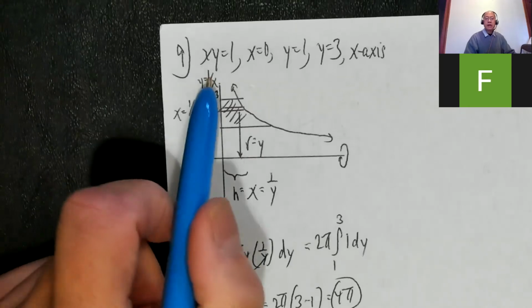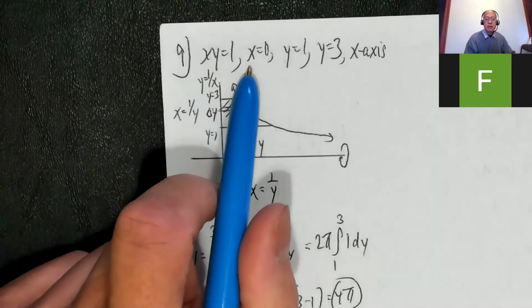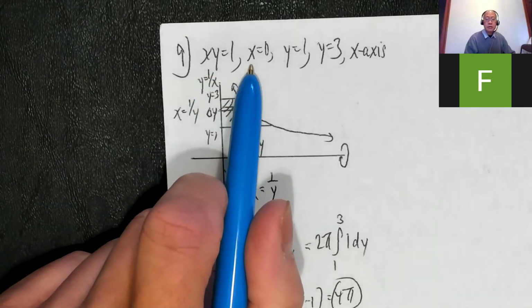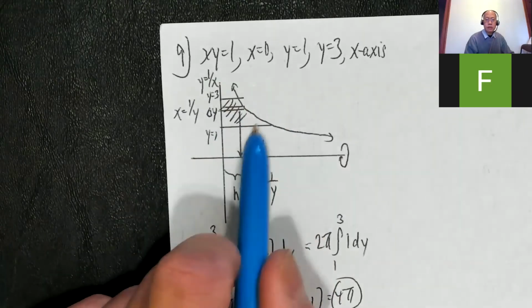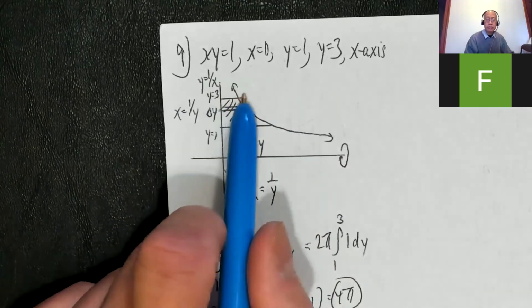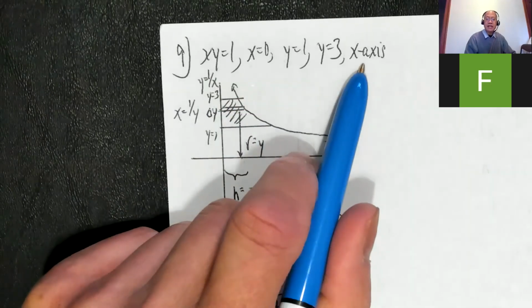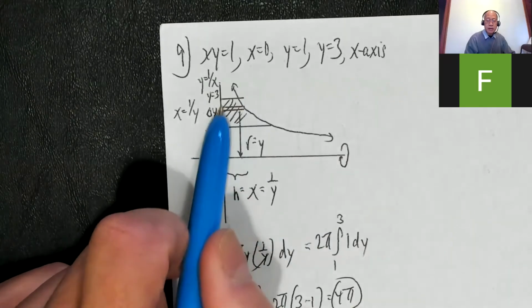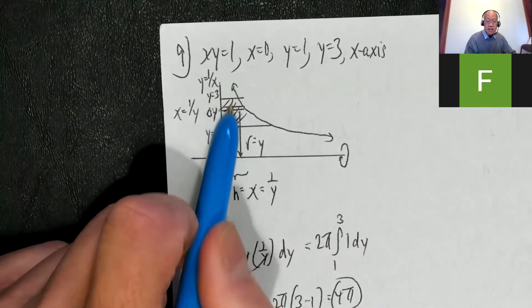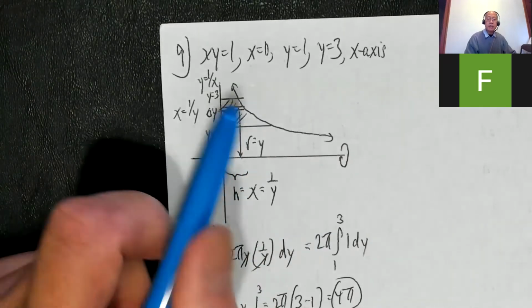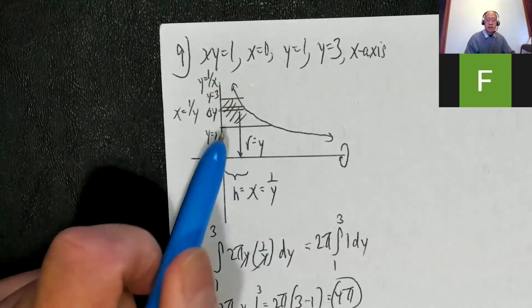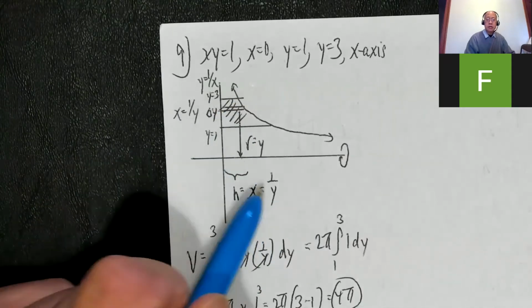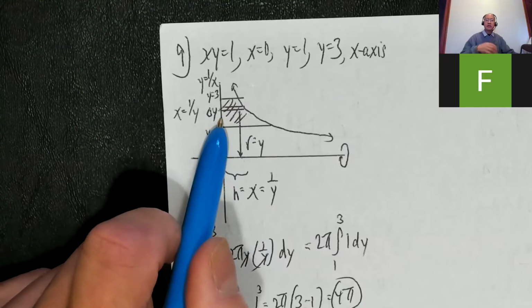Okay, x, y equals 1, x equals 0. x equals 0 is the same as the y-axis. y equals 1, y equals 3: horizontal lines. Spin it about the x-axis. That means my slice is going to be delta y. If I slice this way, delta x, that would be the washer method. Okay, it's a disk minus a disk, but this will be a shell. So I need to write x as a function of y.